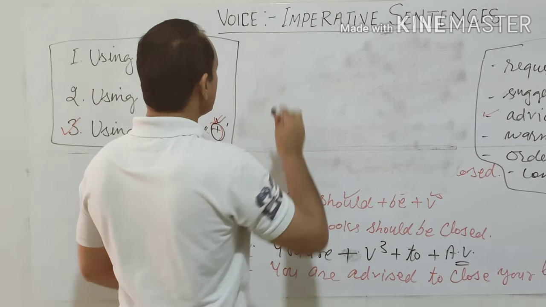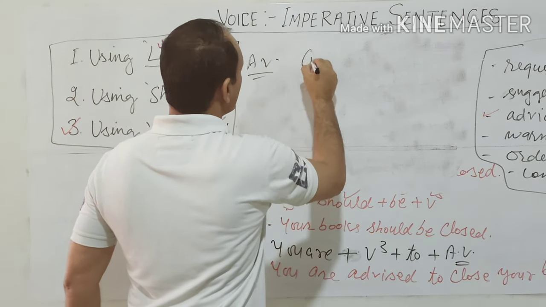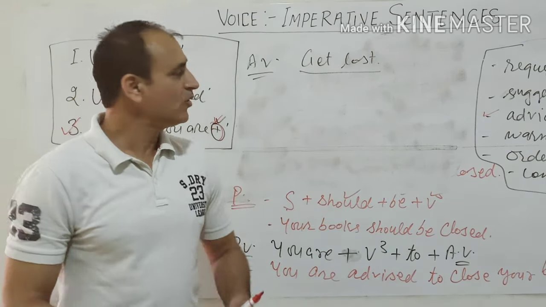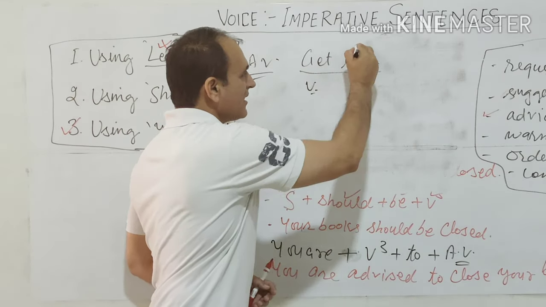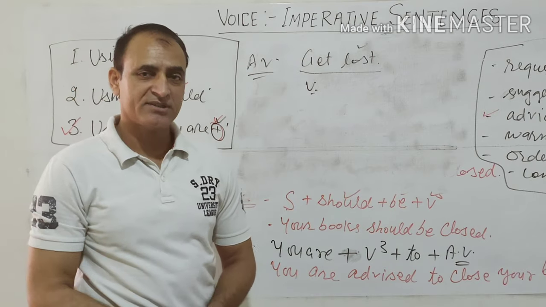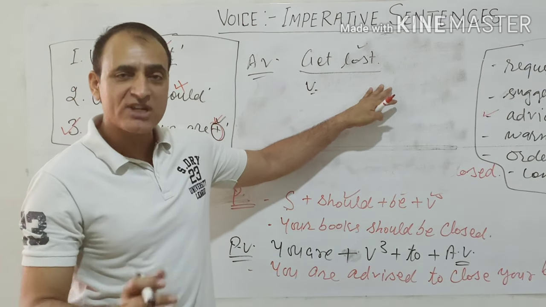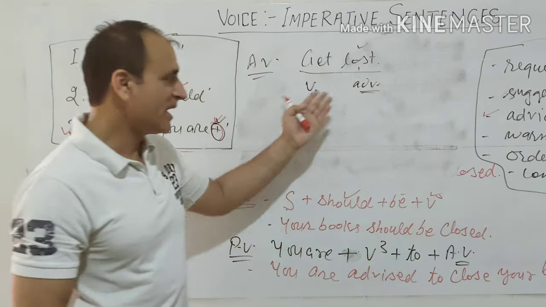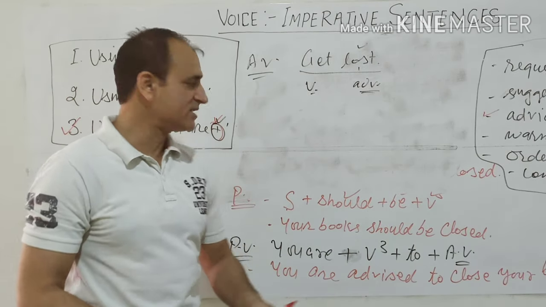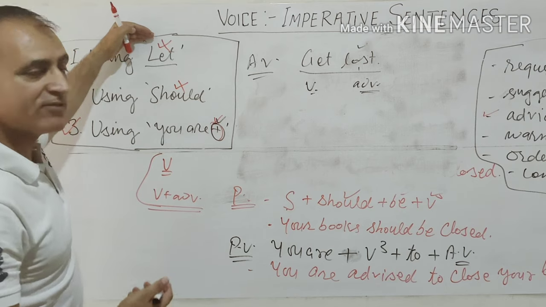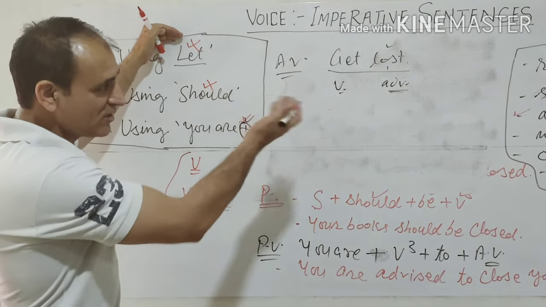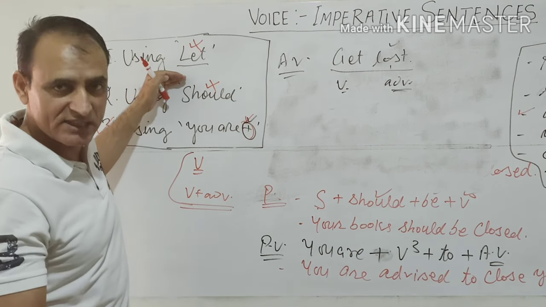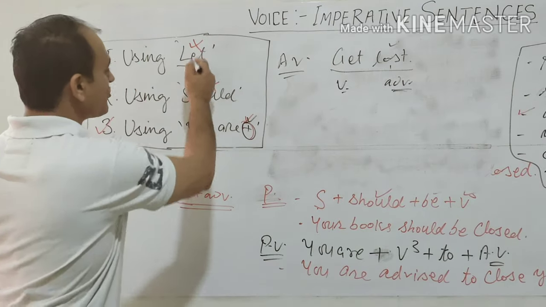Suppose our active voice sentence is, "Get lost." This is the sentence. Now we know "get" is the verb and "lost" is what? Get what? So we don't get any answer over here. It means the object is missing. In "get lost", "lost" is an adverb over here. So verb and adverb. No subject, no object at all. How to change? You can't use "let". The reason being, the structure of "let" needs a subject after it, which is missing over here. "Should" also should be followed by the subject in this case. So the subject is missing. So these two formulas won't work in this case.